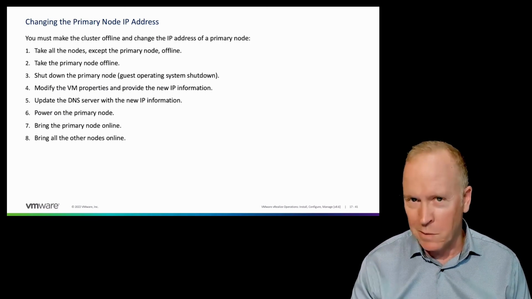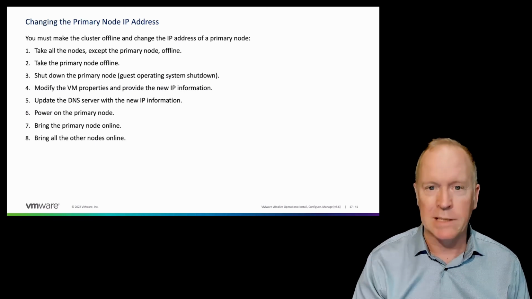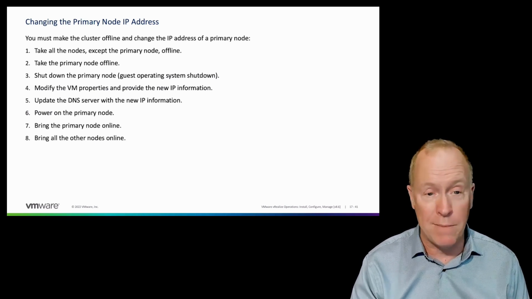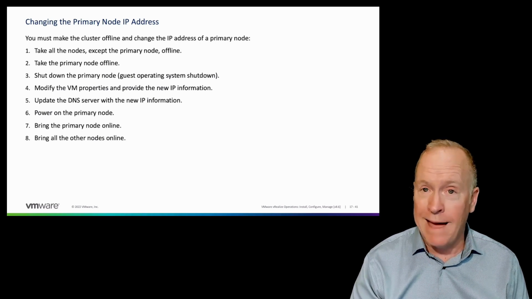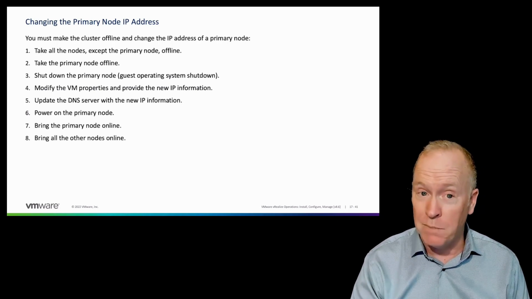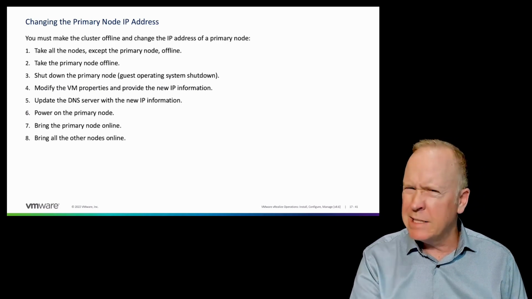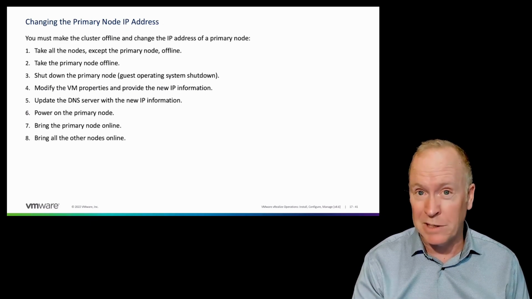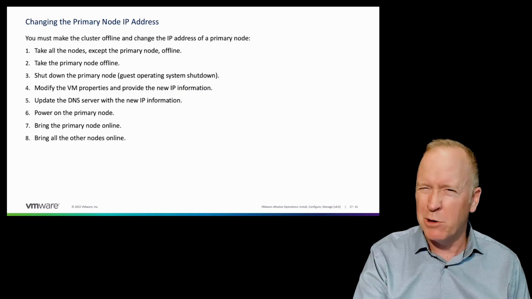Again, to do that, you would go into the admin UI, go to system status, take the non-primaries offline, then take the primary offline. At that point, you can shut down the primary. You don't have to shut down the others, but shut down the primary, change its IP address, and here in step number 5, we're suggesting that you update DNS with this new IP address information. That's actually something you should do.